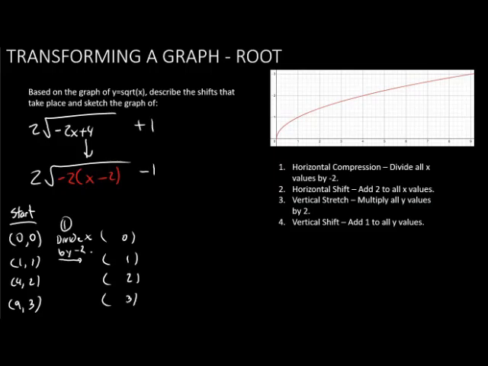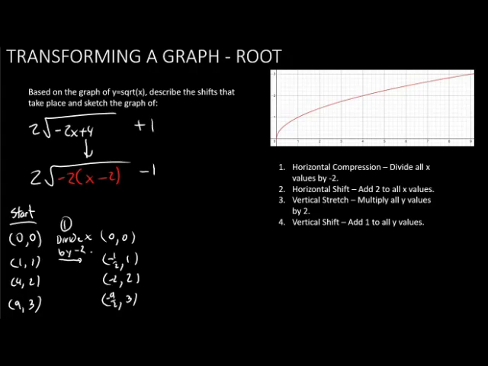If we divide all of the x's by -2, 0 divided by -2 still gives us 0. 1 divided by -2 will give us -1/2. 4 divided by -2 will give us -2. And 9 divided by -2 will give us -9/2.